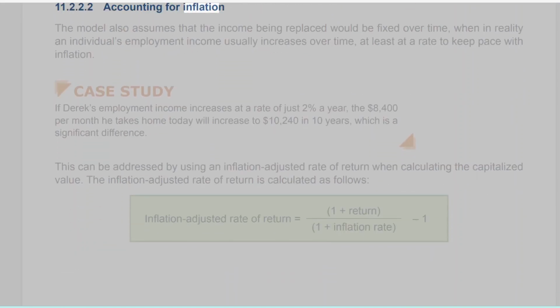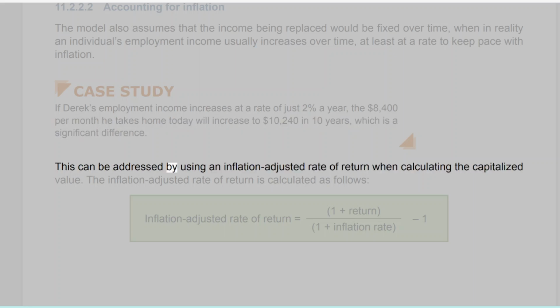11.2.2.2 Accounting for inflation. The model also assumes that the income being replaced would be fixed over time, when in reality an individual's employment income usually increases over time, at least at a rate to keep pace with inflation. Case study: if Derek's employment income increases at a rate of just 2% a year, the $8,400 per month he takes home today will increase to $10,240 in 10 years, which is a significant difference.